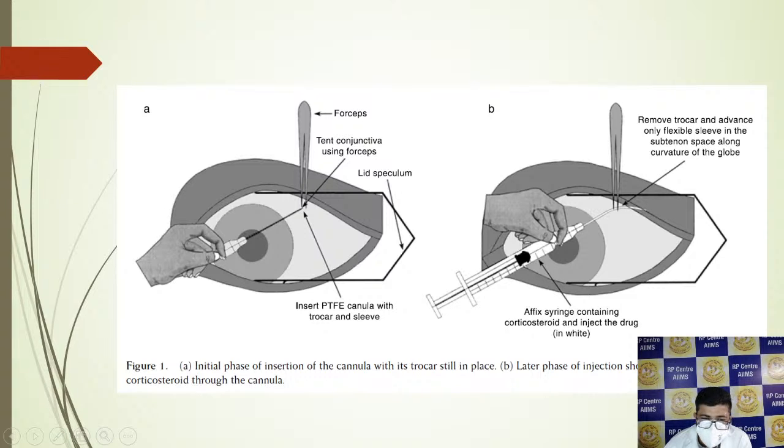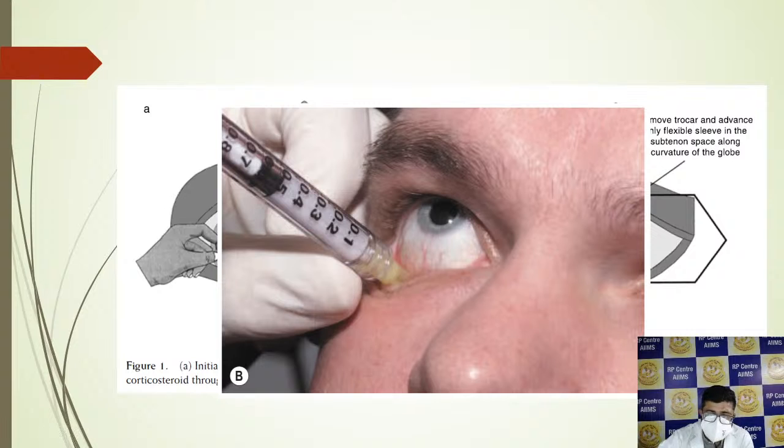After we retract the trocar, we inject the cannula in a posterior manner. As this is flexible, it will mould to the conformation of the globe, and can go as posterior as possible where we inject it. So there are less chances of perforation.